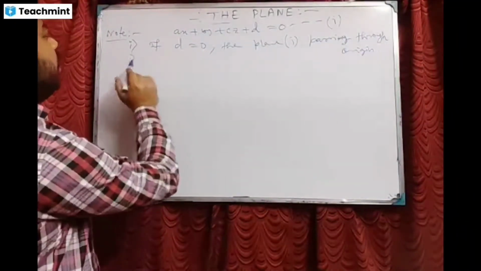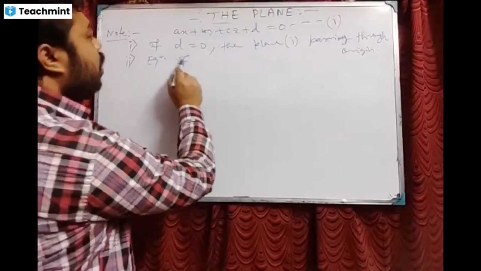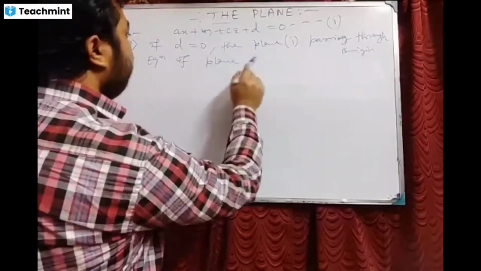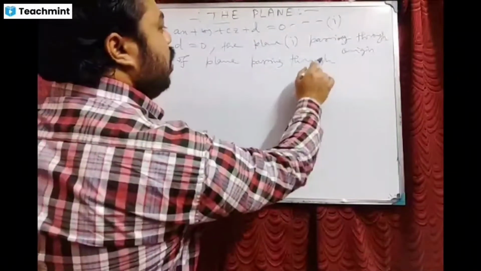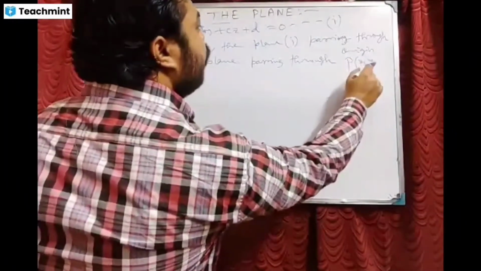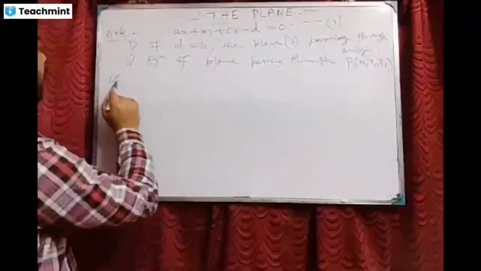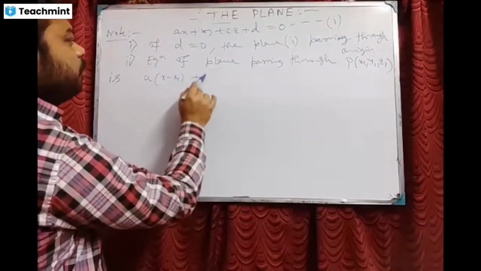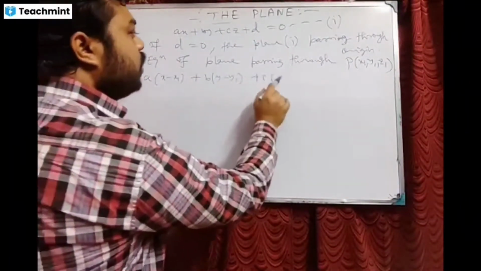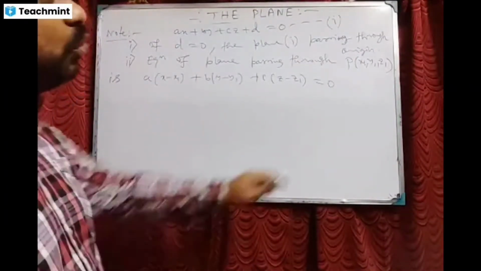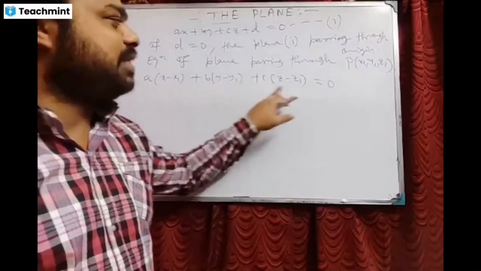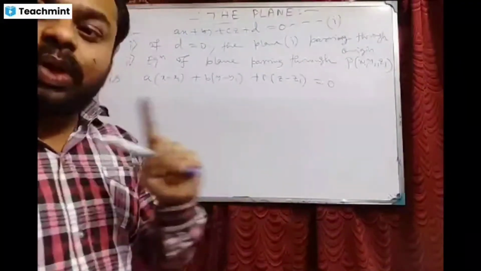Number 2: the equation of a plane passing through a point, say P(x1, y1, z1), is a into (x minus x1) plus b into (y minus y1) plus c into (z minus z1) equals 0. This is the equation of the plane passing through the point P(x1, y1, z1). This is the equation of a plane passing through a point.